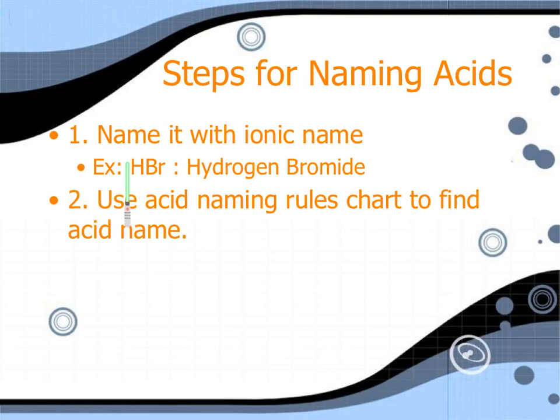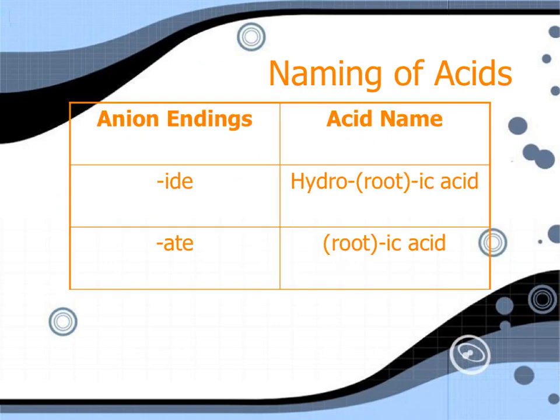The first step is write out the ionic name of the acid. For example, HBr is hydrogen bromide. Now that you've written out the ionic name, use the acid naming chart to find the acid name. The acid naming chart is located on the back of your periodic tables, in the bottom middle of the table itself. There's a little table, and it looks something like this.